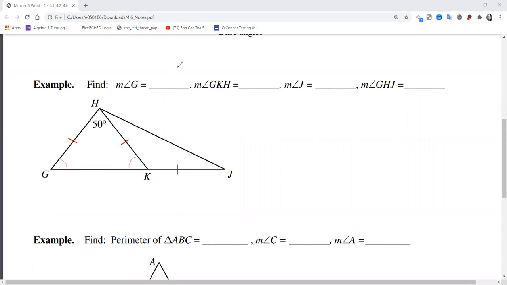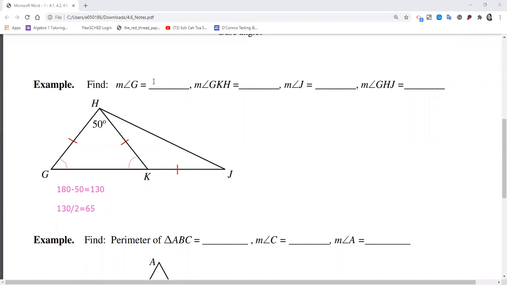And we can figure out what the sum of those base angles is if we subtract 50 from 180. So I'm going to take 180 minus 50, and that gives me 130. Next, I'm going to take that 130 and divide it by 2, and that's going to give me 65 in this case. So the measure of angle G is going to be 65 degrees, and the measure of angle K is going to be 65 degrees.